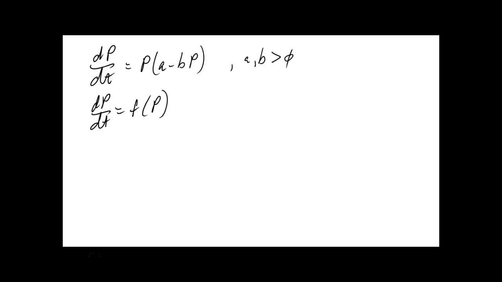P is playing the part of x's and y's before. Oh, I'm sorry. Okay. With t and P playing the parts of x and y respectively. T plays the part of x, P plays the part of y. Okay. Hence it's autonomous.